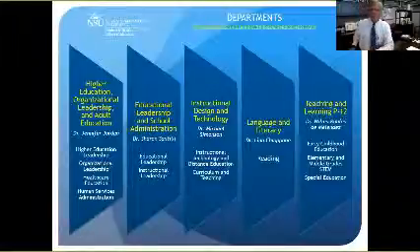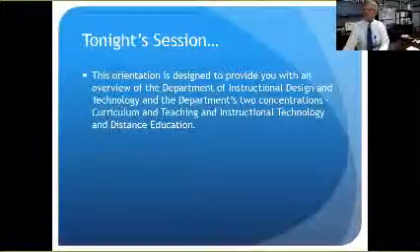There's somewhere in the neighborhood of several thousand students. The Instructional Design and Technology Department is sort of in the middle in terms of the number of doctoral students we have, several hundred certainly. That fluctuates up and down.